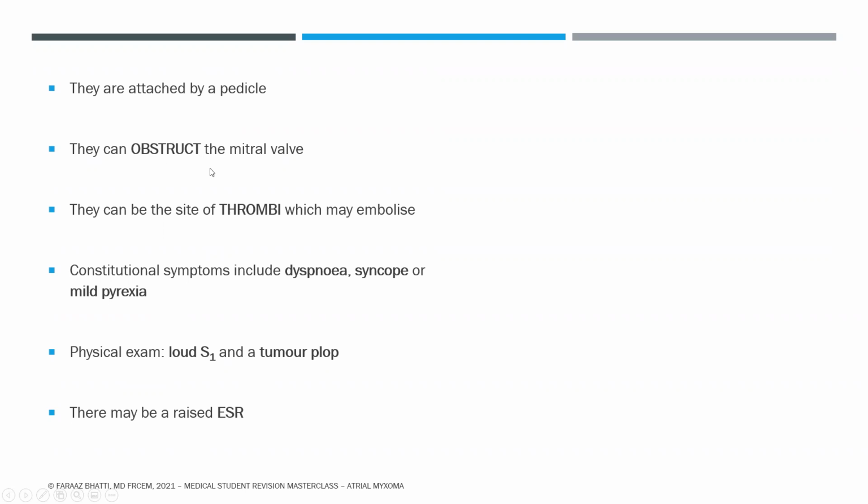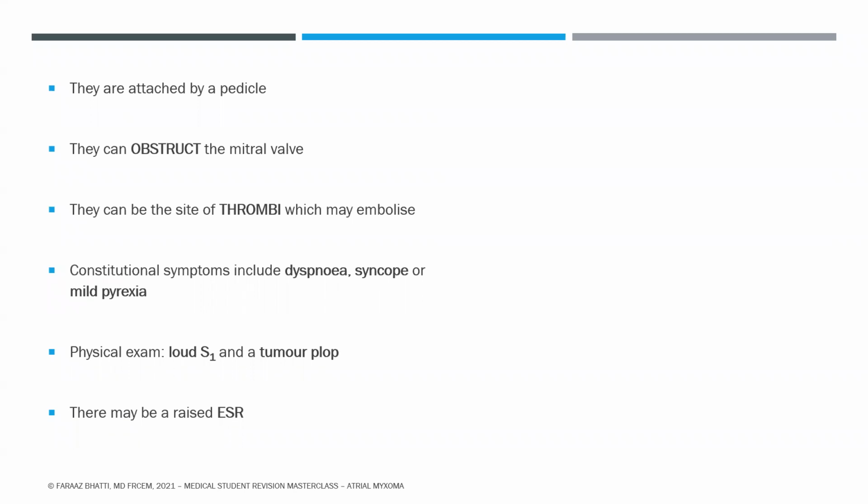They can obstruct the mitral valve. They can also be the site of thrombi, which are clots, which then may embolize and cause symptoms such as a stroke or a pulmonary embolism, depending on where the myxoma is. Constitutional symptoms include shortness of breath or dyspnea, syncope, or a mild pyrexia.